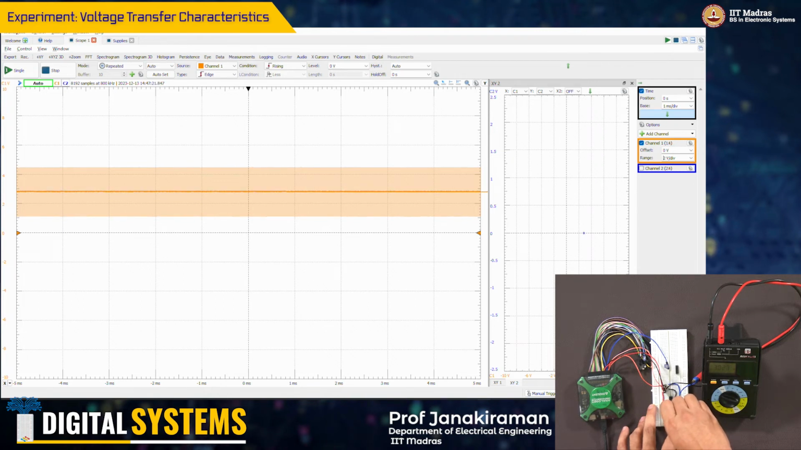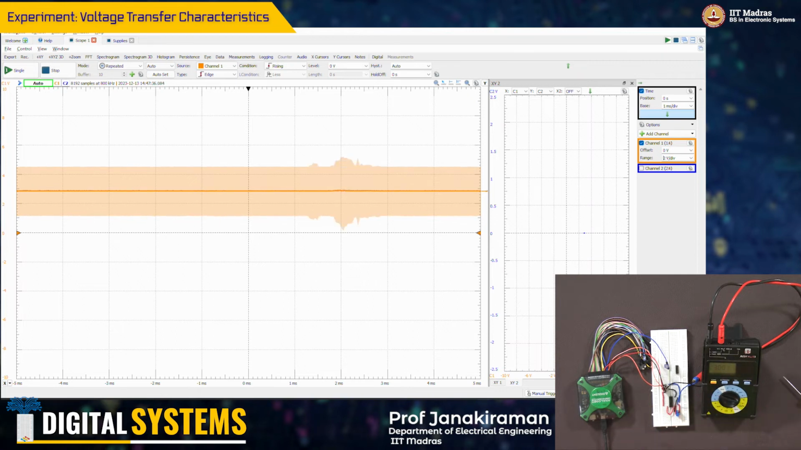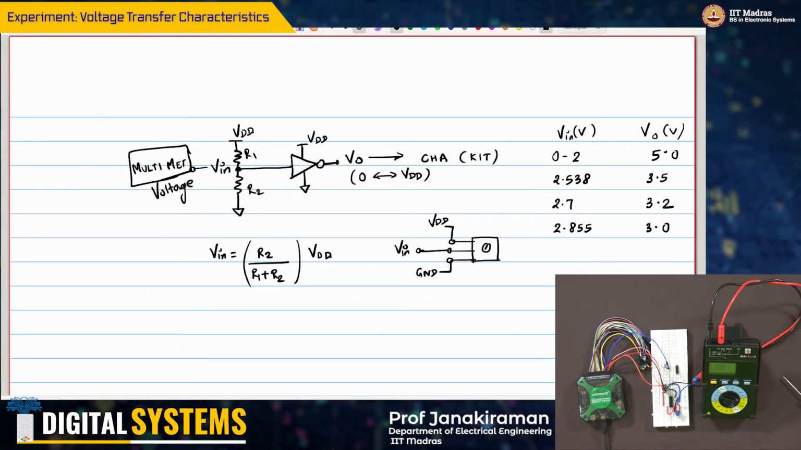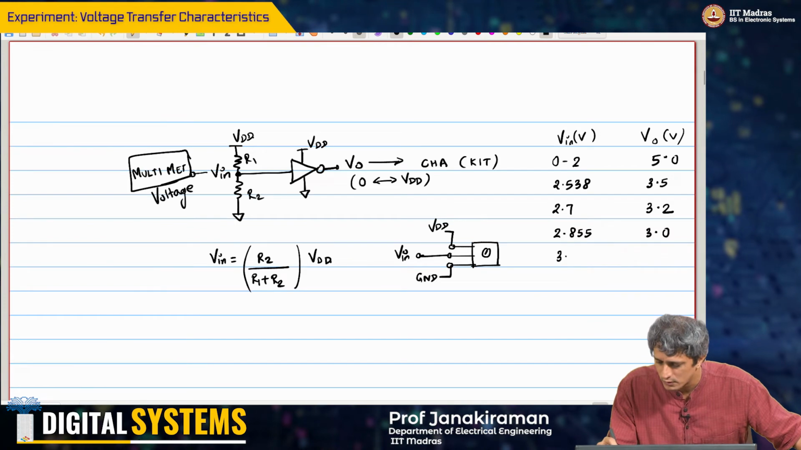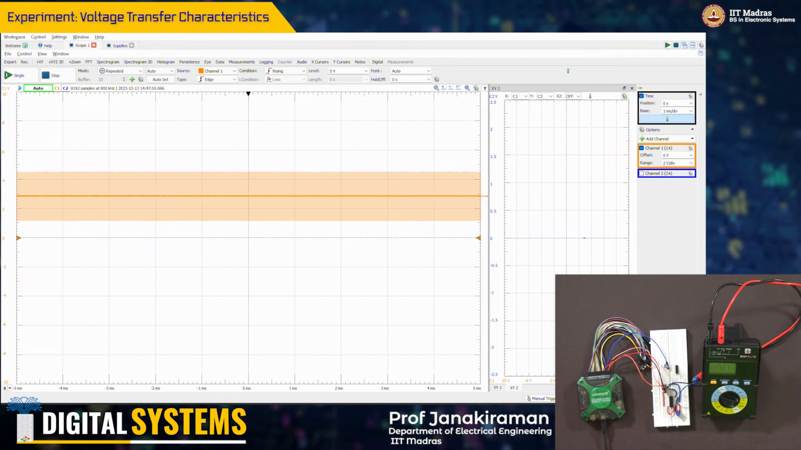I am going to do it, take it to 3 volts. Yeah, this is somewhere near 3 volts. Yeah, 3 volts, and the output is about 2.8 volts, okay, 5 divisions there, so each is 0.2. So at 3 volts I get 2.8 volts, right.